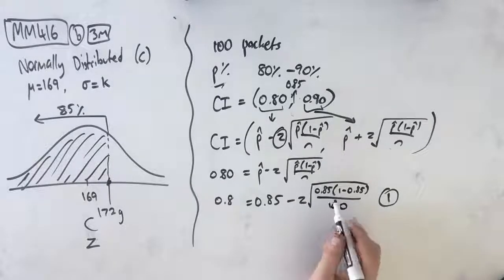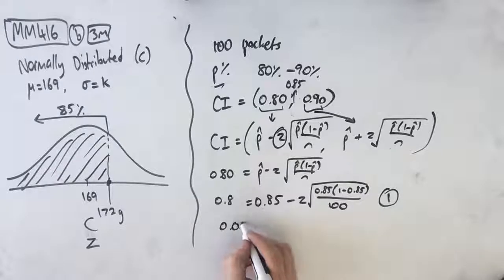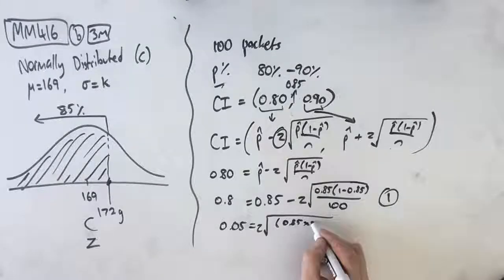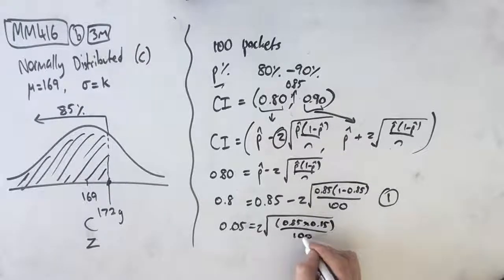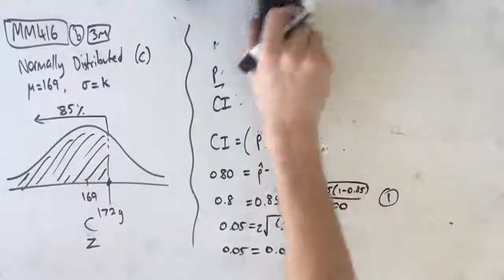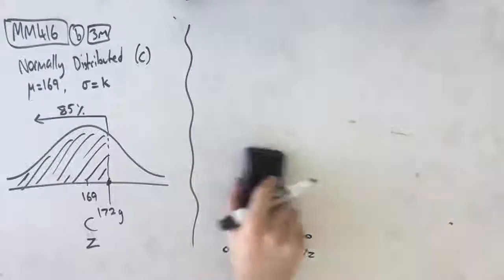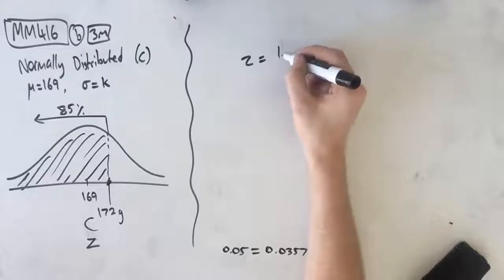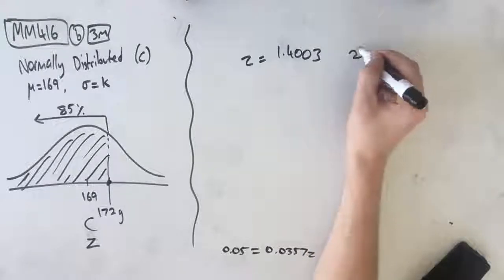So rearranging all of this, what we get is 0.05 equals Z times root of 0.85 times 0.15 over 100, which gives us 0.0357Z equals 0.05. Please excuse the noise outside if you can hear that. They're doing some roadworks and stuff. So from here, Z is equal to 1.4003, and that is our second mark.